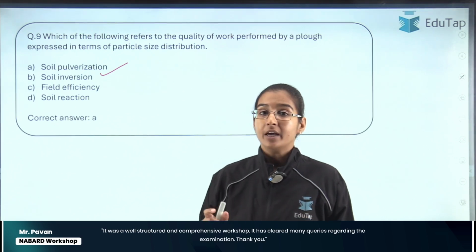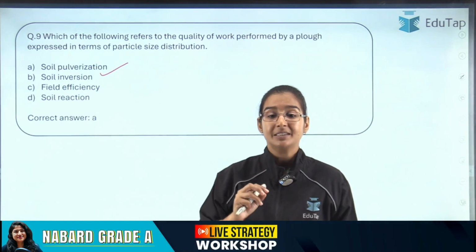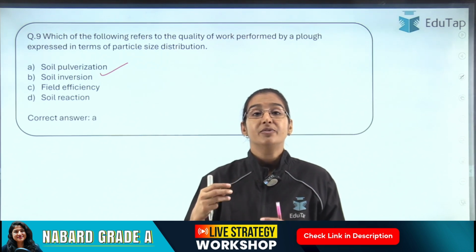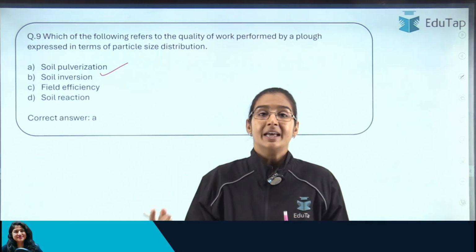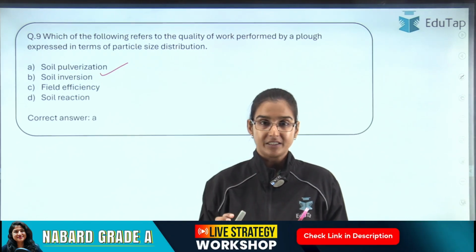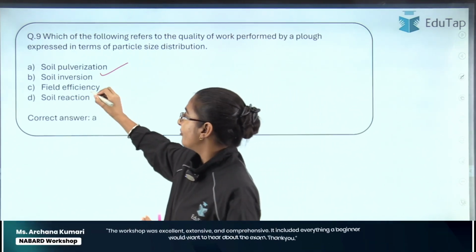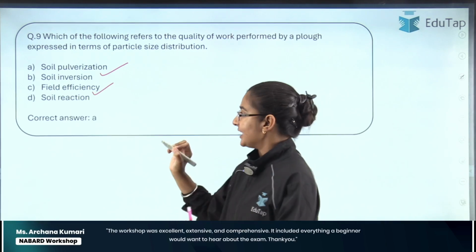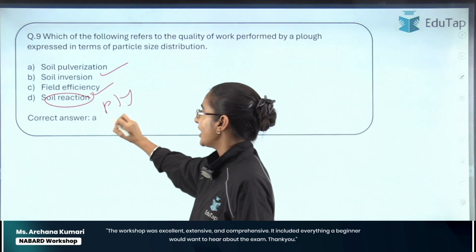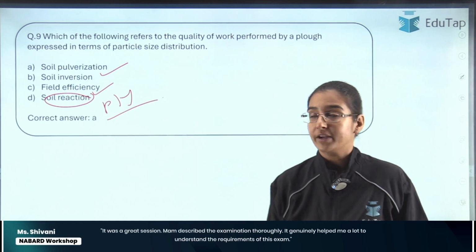Now coming to the effective field capacity. Effective field capacity basically means the amount of work, or you can say the amount of capacity, which is actually done by the machine. So when we take the ratio of these two terms, we get the field efficiency, right? And as far as the term soil reaction is concerned, I already told you that soil reaction is nothing but the soil pH, right? So this is about the question number 9.